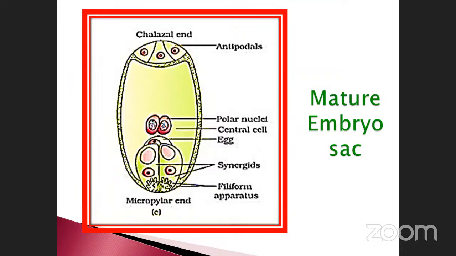Will you please, anybody else? Ajay or Dhanalakshmi or Ritika or whatever it may be, anybody else? The mature embryo sac contains how many nuclei? Sir, 8 cells and 7 nuclei.